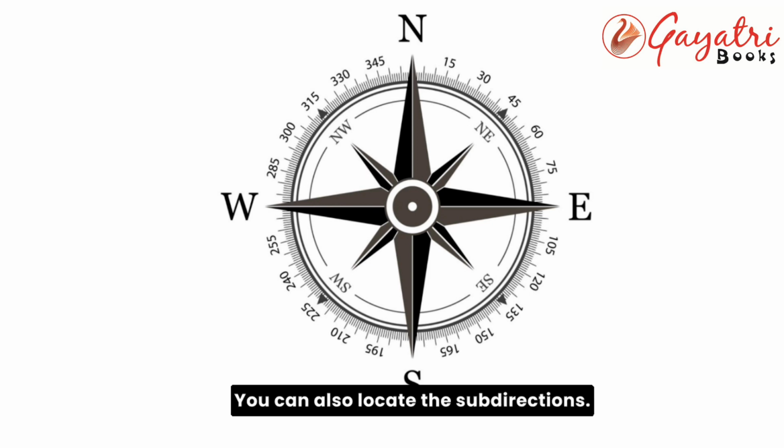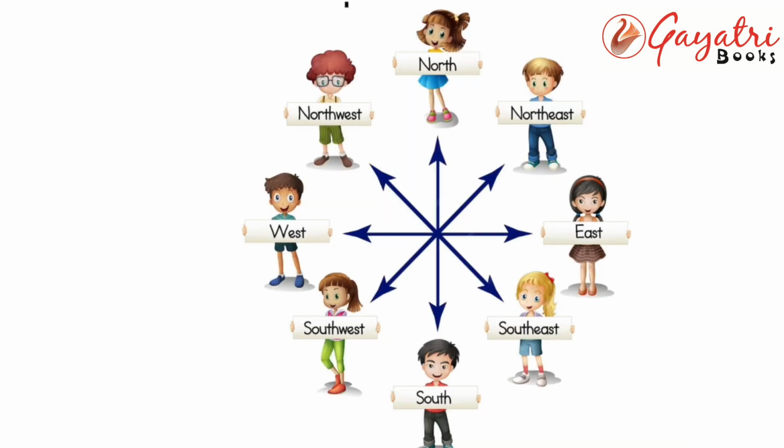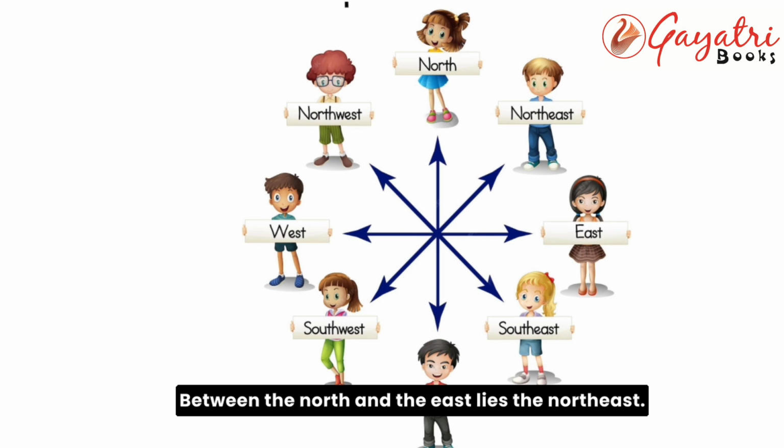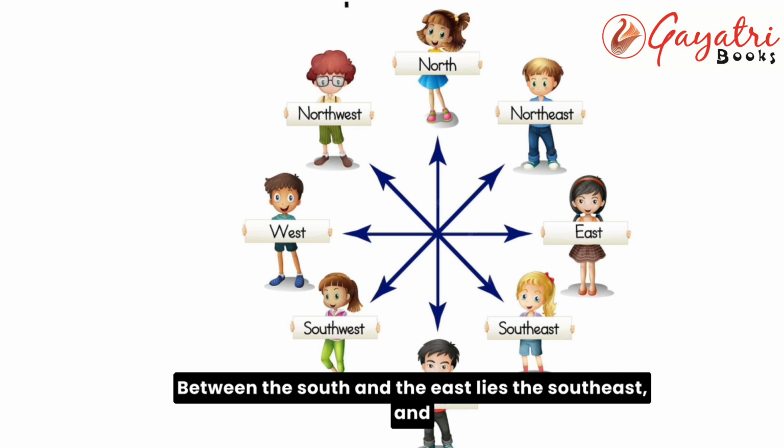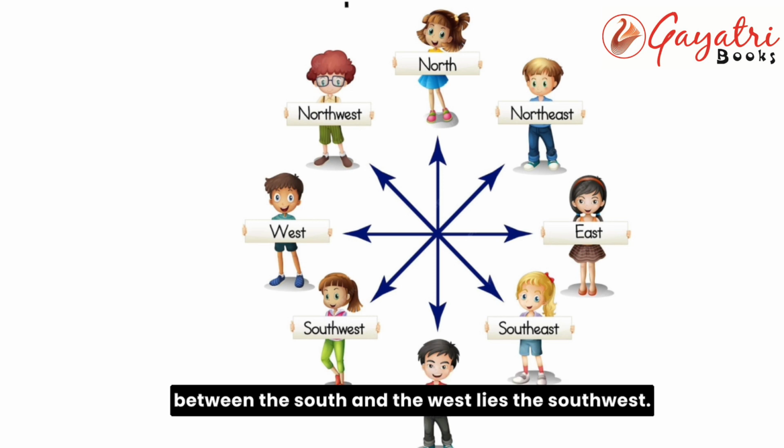You can also locate the subdirections. These directions are given below. Between the north and the east lies the northeast, between the north and the west lies the northwest, between the south and the east lies the southeast, and between the south and the west lies the southwest.